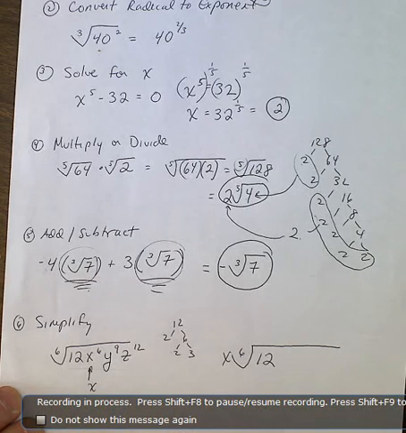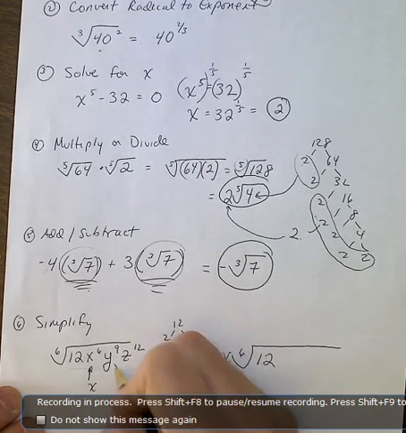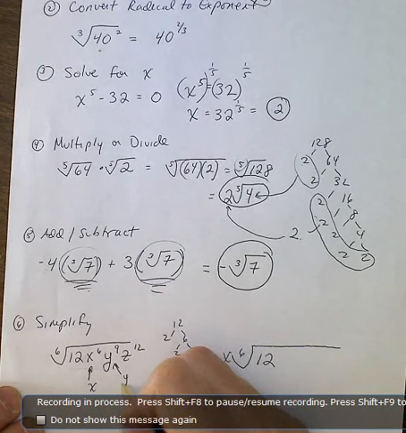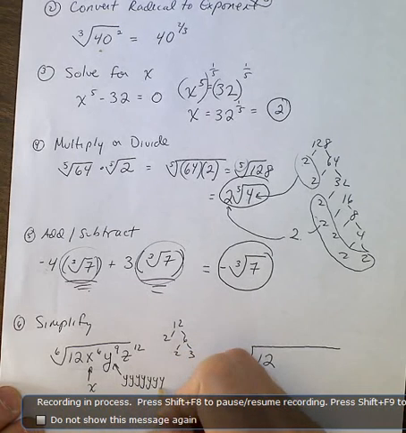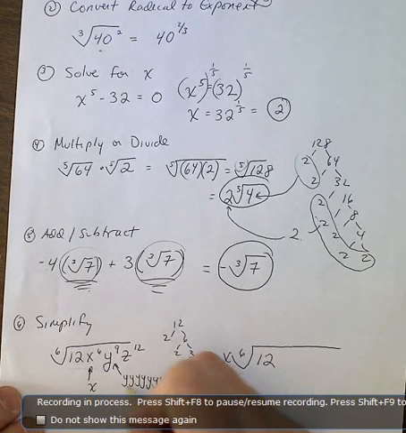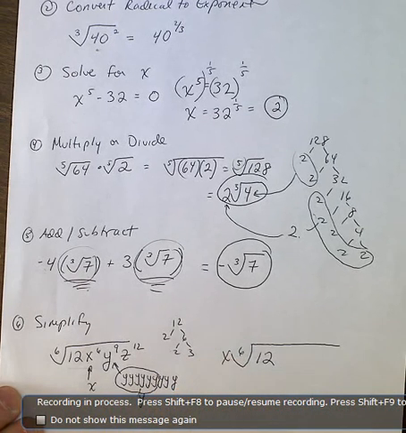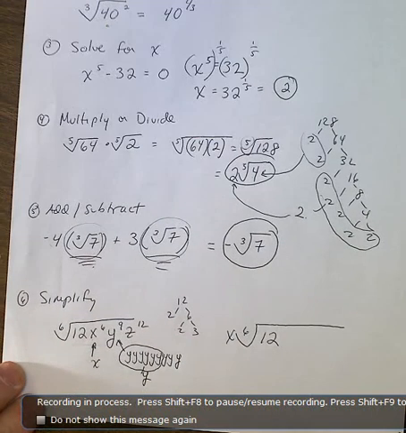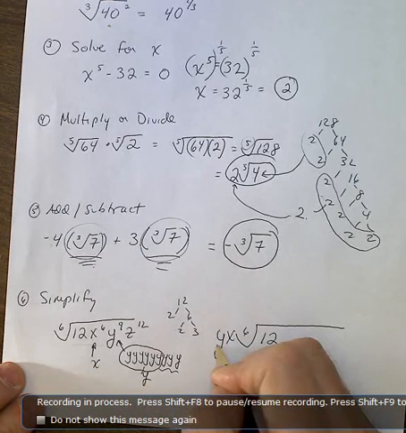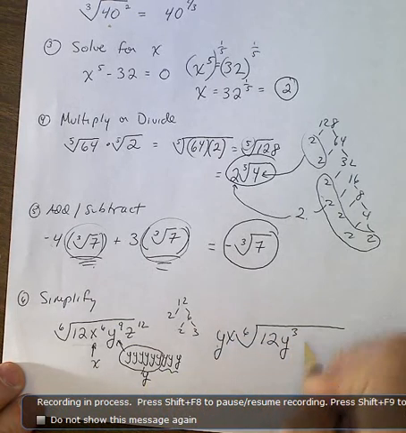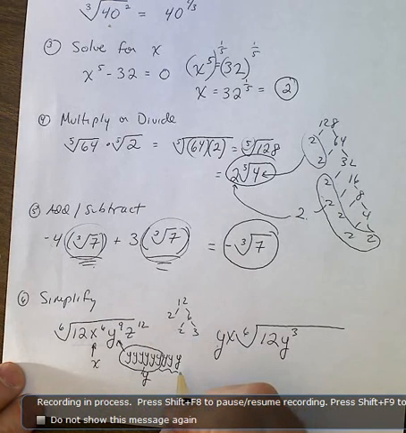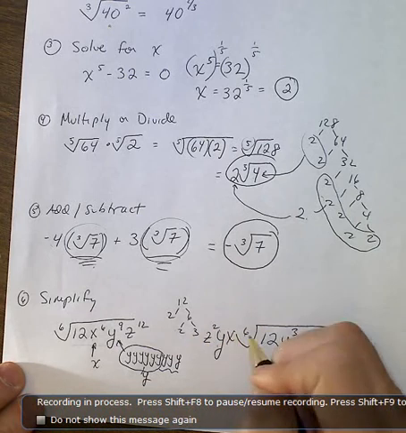There's no leftover. For y to the 9th, okay, we can get one group of 6, so that comes out as y, and we have 3 left over. So the y comes out, that's that y, and then the 3 left over goes in as y cubed. Lastly, z to the 12th. I can make exactly two groups of 6, 6 and 6, so a z squared comes out. I'll rewrite my answer.